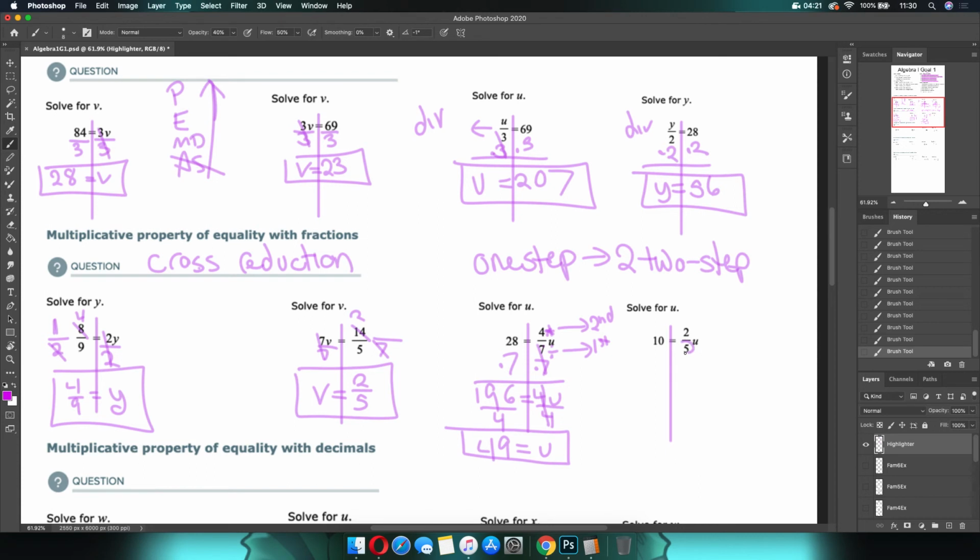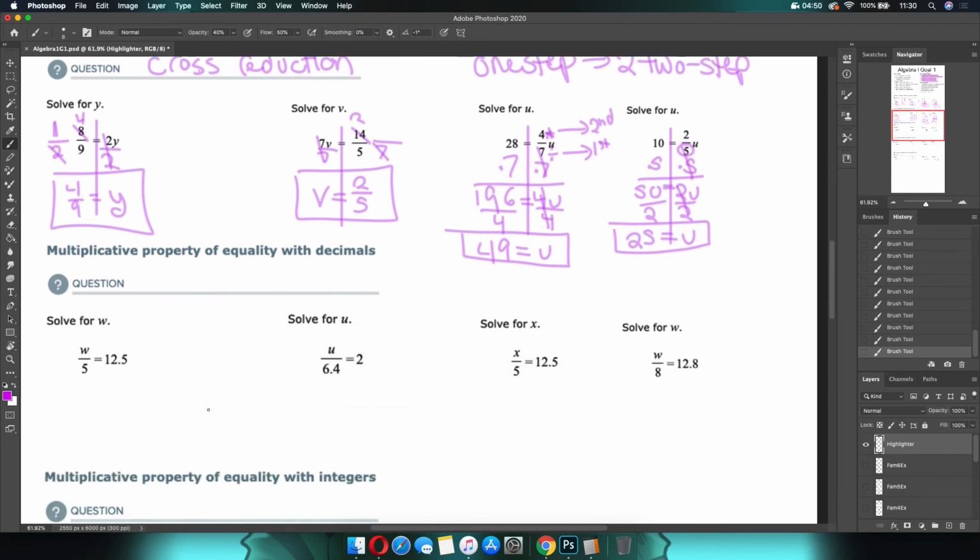So again, we're going to take care of our denominator first, times 5, times 5. So 2U equals 50, divided by 2, divided by 2, U equals 25. And suddenly it doesn't look so scary because I'm no longer reading it as a fraction, which is something that middle school traumatized me over. Instead, I'm looking at it as two steps, multiplication and division. And you know what? I can do that. That's doable.